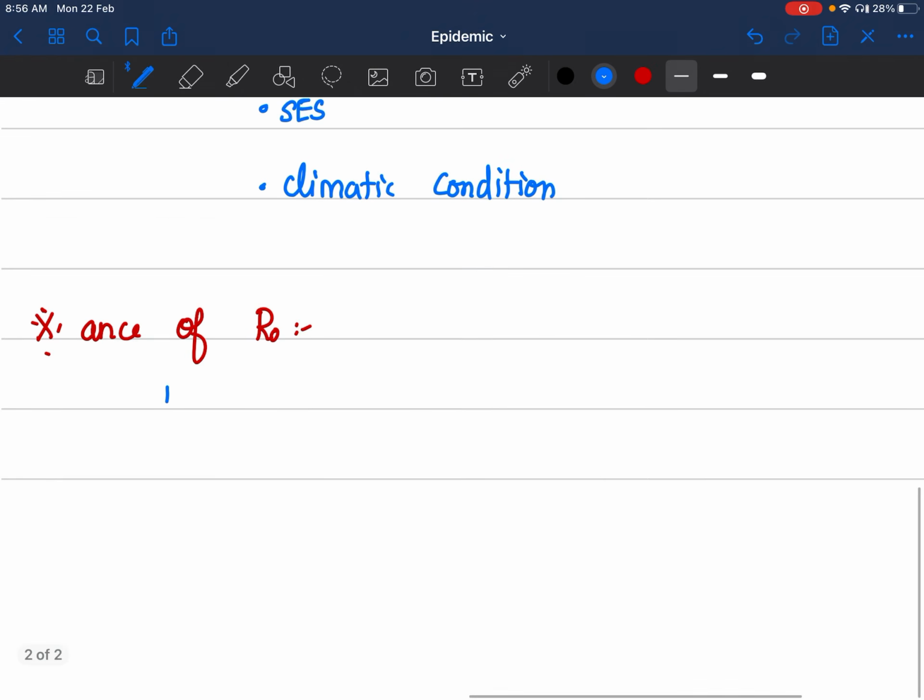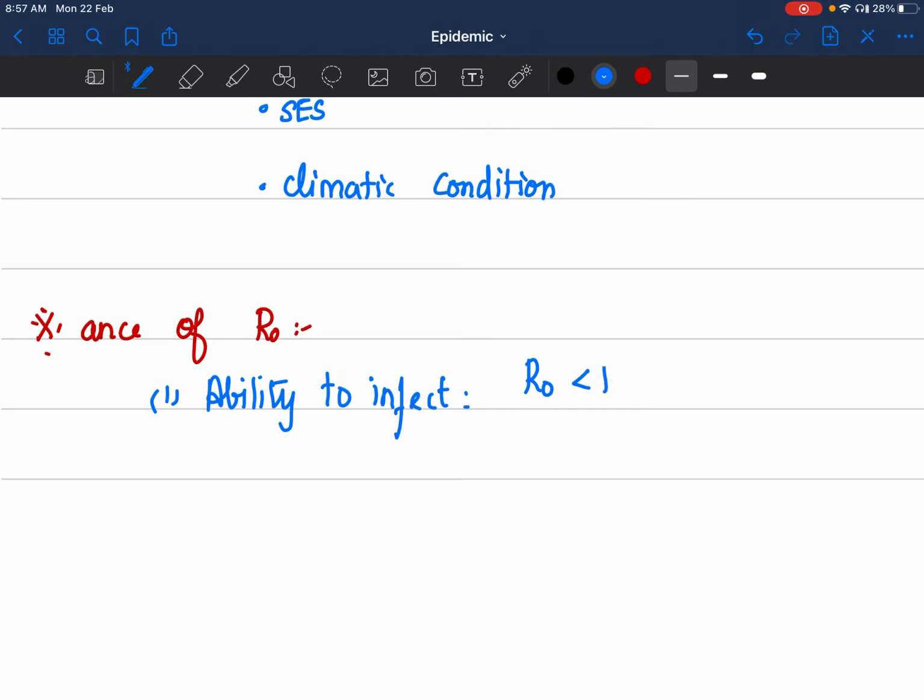So ability to infect. Ability to infect, what do I mean? Suppose R-naught is less than 1. If one person is infecting less than one individual during their entire infectious period, then it is going to die out on its own. It's not going to become an epidemic. It does not have epidemic or pandemic potential.